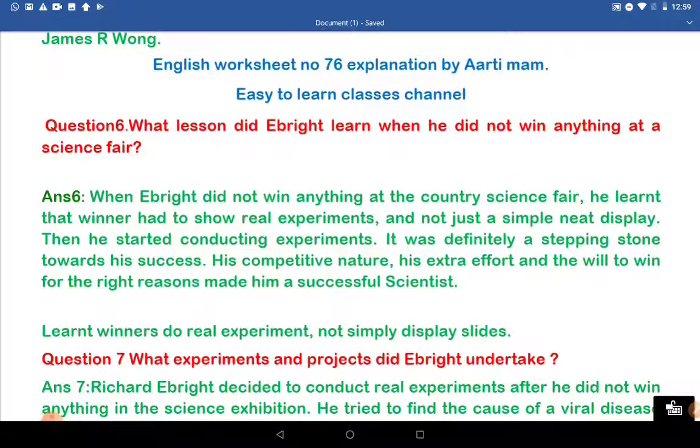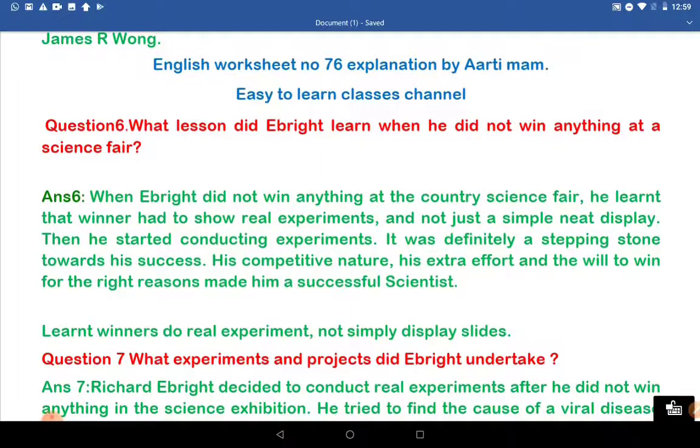What lesson did E. Ebright learn when he did not win anything at the science fair? When E. Ebright did not win anything at the county science fair, he learned that winners have to show real experiments and not just a simple neat display. Then he started conducting experiments. It was definitely a stepping stone towards his success. His competitive nature, his extra efforts, and the will to win for the right reasons made him a successful scientist. So the basic idea is: winners do experiments, not simply display slides.